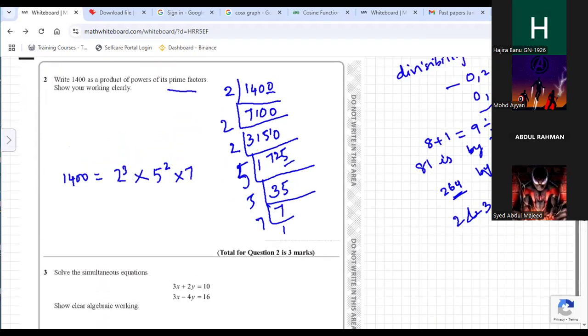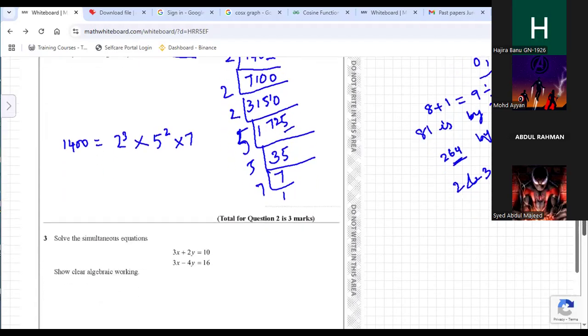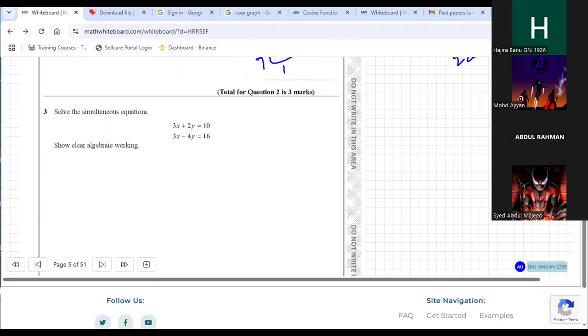Okay. This is how you do prime factorization. Now solve the simultaneous equation. From the word simultaneous itself, you can understand that both have the same solution. So 3x plus 2y equals 10, and 3x, here I can directly solve this equation because you can see 3x is the same.